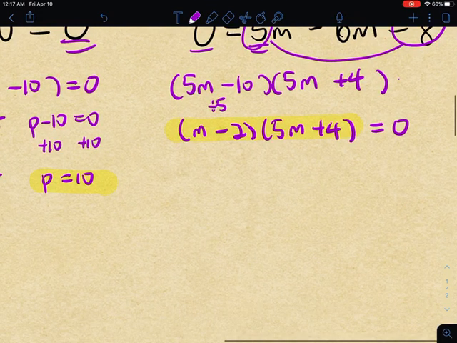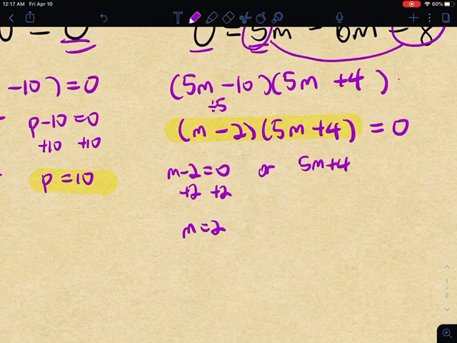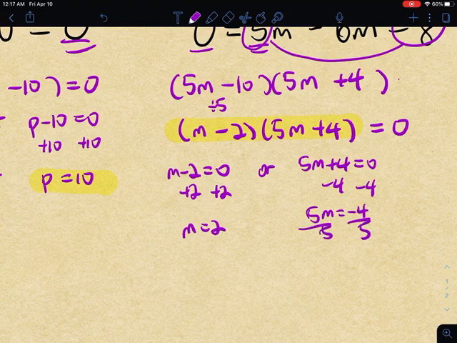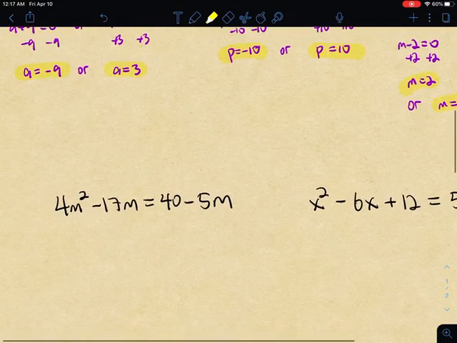Okay, and now again, let's go back to the zero product property. So here I get m equals 2, or 5m plus 4 equals 0, minus 4, and then divided by 5. So I get m equals 2, or m equals negative 4/5. All right, there it is.